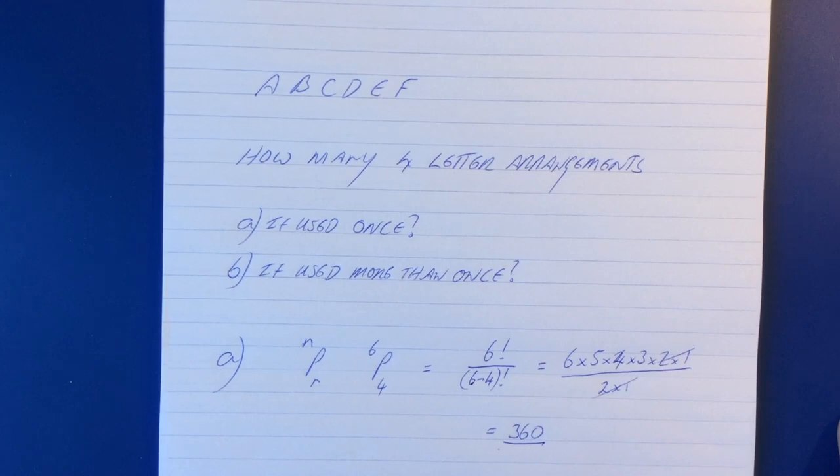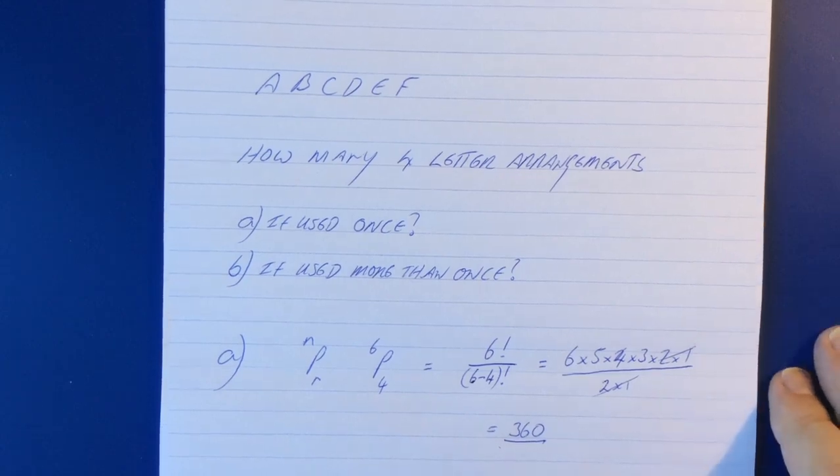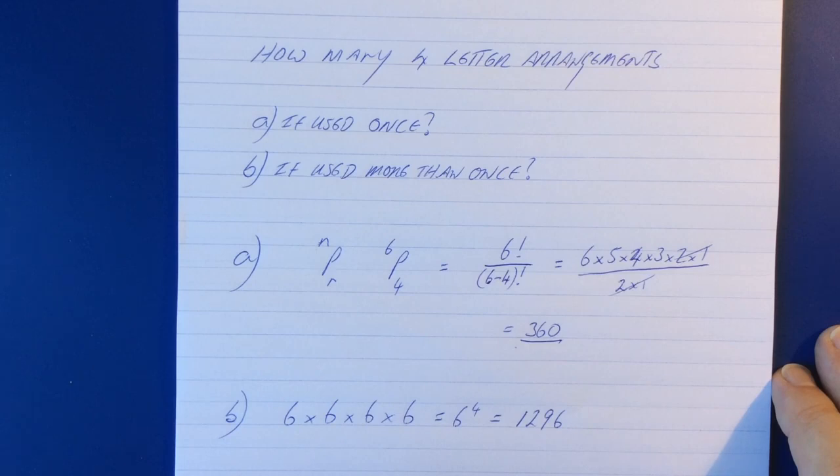Now, if we can use the letters more than once, that means potentially that we could have A in a set, or B in a set, or AA, or whatever. So potentially that means that the whole field is wide open all the time. And indeed that is the case. This is our answer, and this is how you work it out.